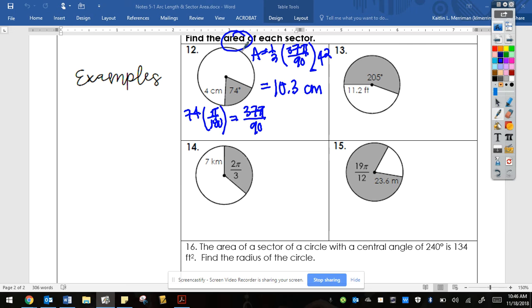However, this is area. And if you forgot from all your years and years of math before now, area is always units squared. So this would be centimeters squared.